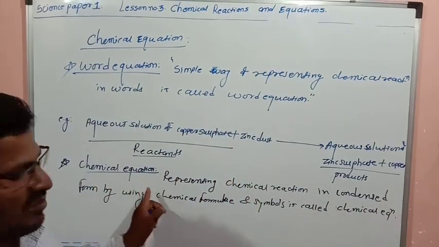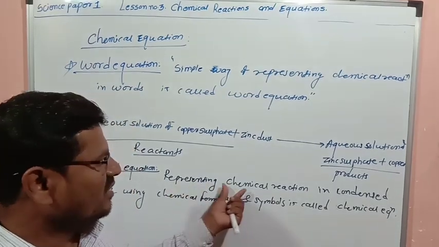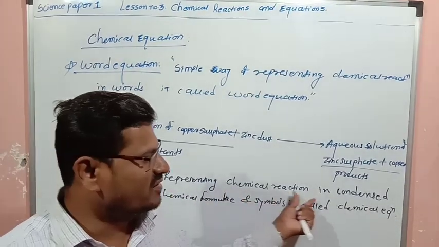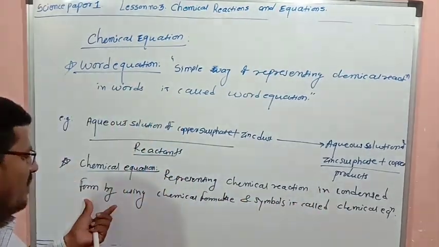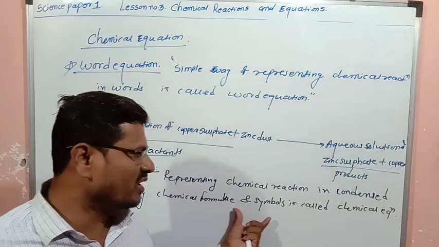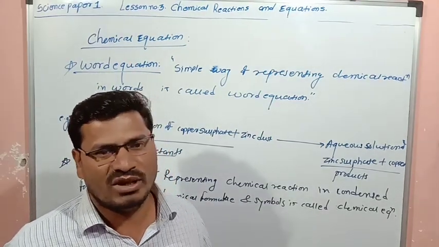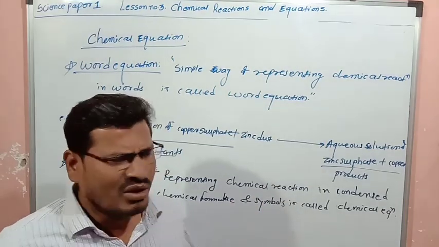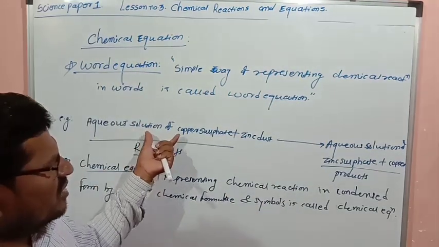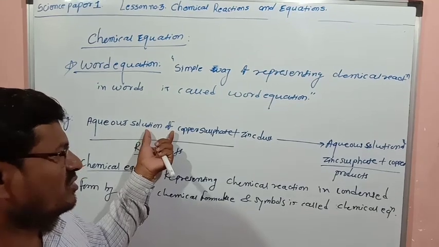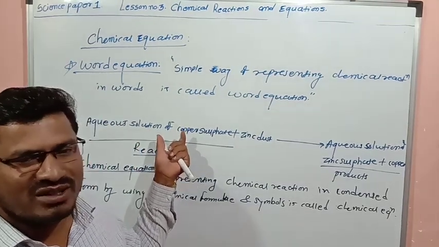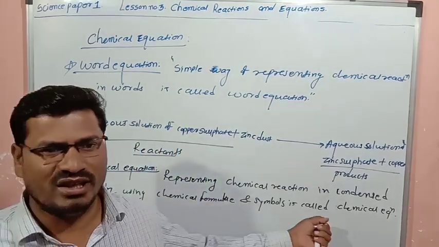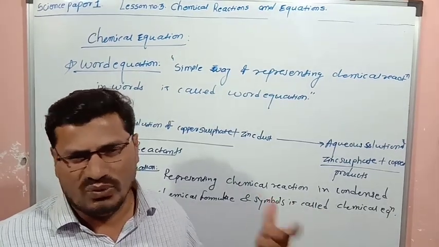So what is the chemical equation? Representing a chemical reaction, a chemical change, in the condensed form by using chemical formulae and symbols is called a chemical equation. If you are using symbols and chemical formulae for these reactants and products, then it will get converted into a chemical equation.